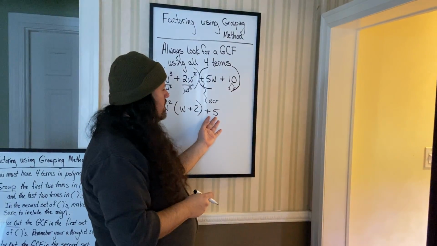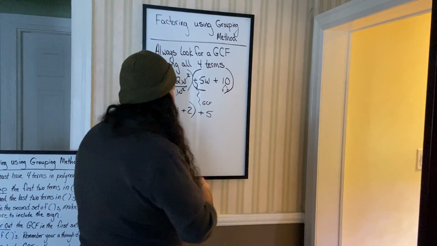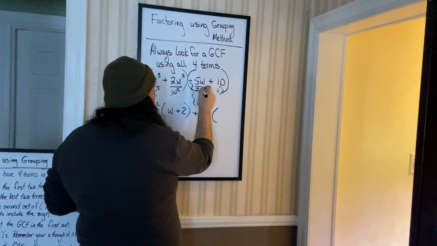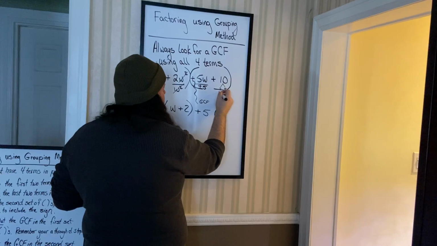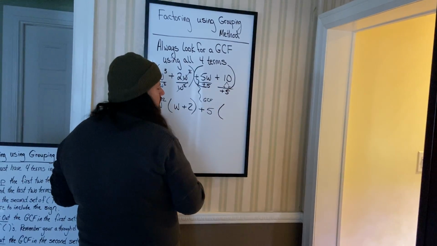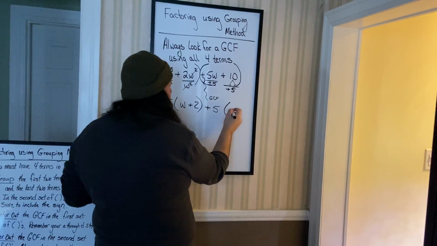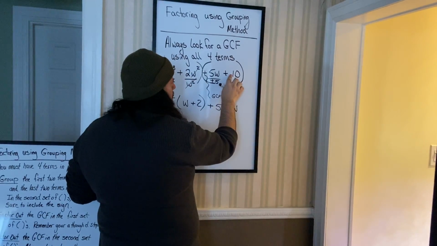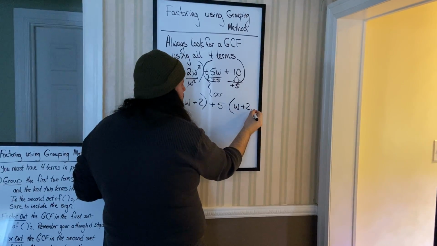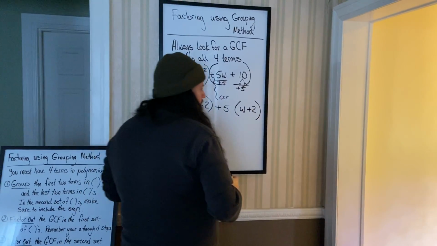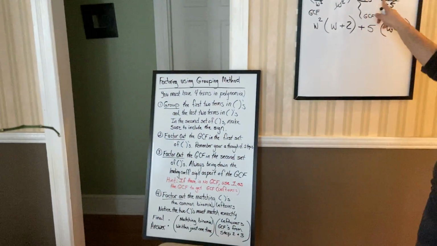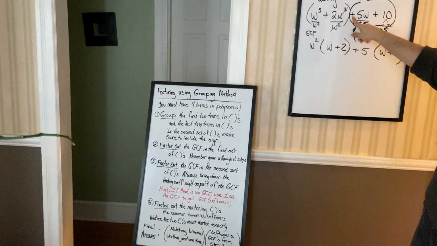Now that you know your GCF is +5, let's get our leftovers. Factor out means we need to find our leftovers. When I divide each of these by a +5, 5W over 5 would be 1W, or you can just say W. +10 divided by +5, you're going to get a +2. We're done, step 3.